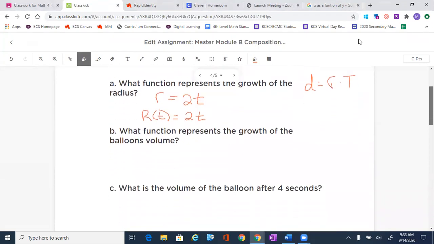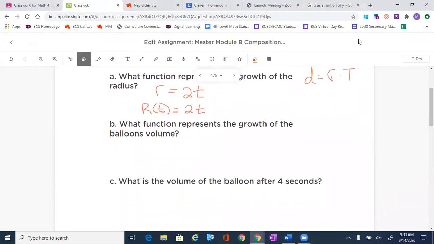Now we keep rolling with that statement. It says, what function represents the growth of the balloon's volume? Well, the first thing we need to know is what is the equation of a spherical balloon? If I think about the volume of a sphere, I know that it is 4/3 pi r cubed. And this is a statement that would say V of r equals 4/3 pi r cubed.